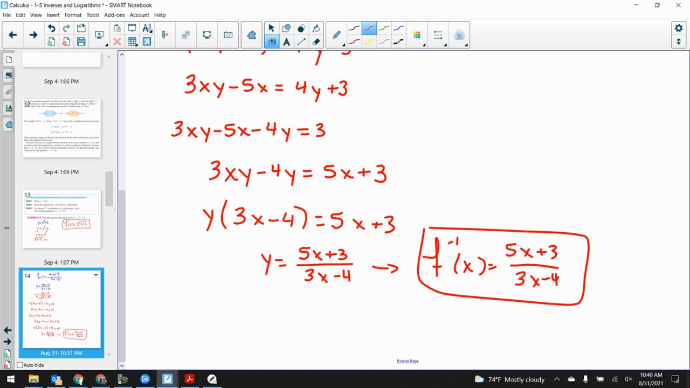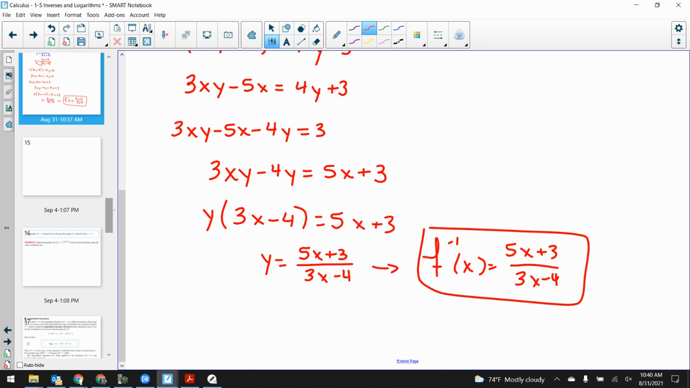Okay, so whenever you have a rational function like that and you're finding the inverse, you might need to do that whole process of collecting all the y terms, then factor one out. Okay, any questions on that one?